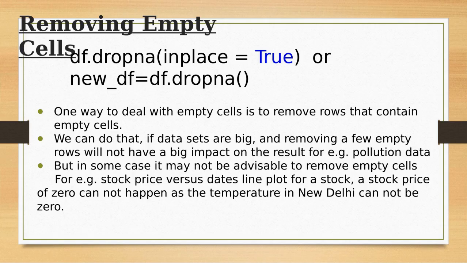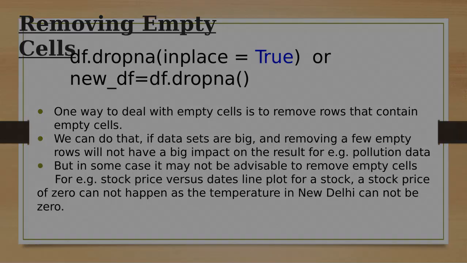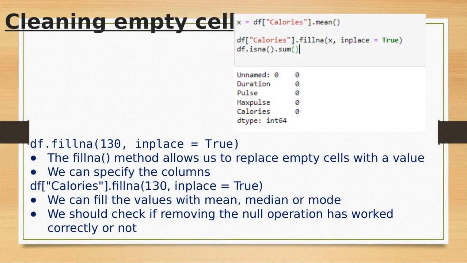However, we should not always delete missing values. For example, consider a stock market dataset where the stock price for a particular day is missing. If we remove that row, we may lose important time series information. Similarly, in weather data, if the temperature value is missing, replacing it with 0 degrees Celsius may not be correct, because 0 may represent an actual temperature rather than a missing value. Therefore, before removing missing values, we should understand the data and decide whether deleting or filling the missing values is the better approach.